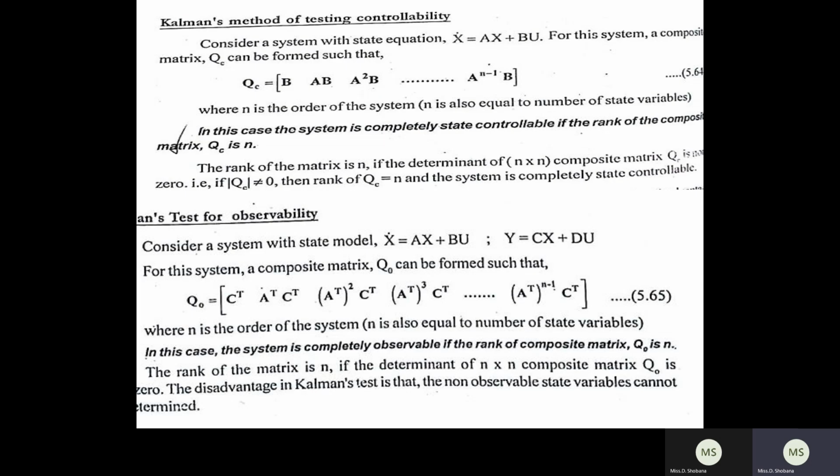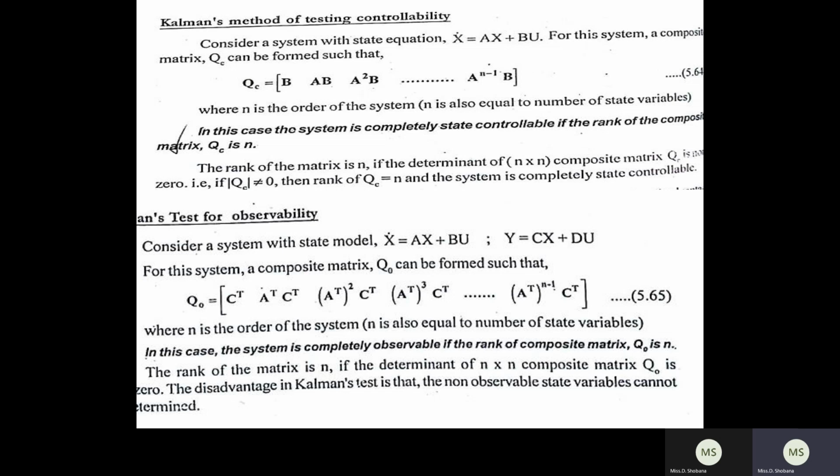Then we can see Kalman's test. In Kalman's test, the controllability can be checked as Qc = [B, AB, A²B, ... up to A^(n-1)B]. This formula is used to determine the controllability in Kalman's test. Here the determinant of Qc should be not equal to 0, and the rank should be equal to the number of state variables. Then the control system will be completely controllable, otherwise not controllable.